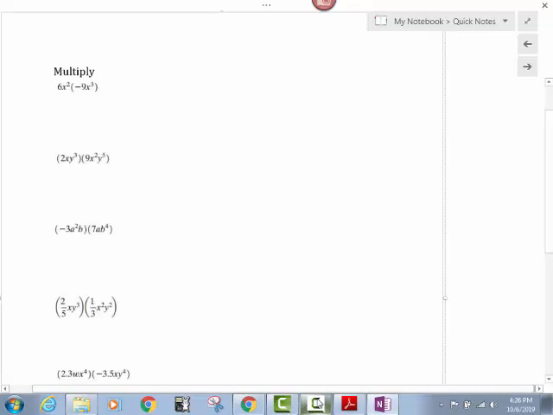It says we're going to multiply 6x squared times a negative 9x to the third. Okay, so the first thing is we're going to multiply 6 times a negative 9. That'll give us a negative 54. Now again, with our exponents, because they're both x's, we're just going to add them together. So we end up with negative 54x to the fifth.